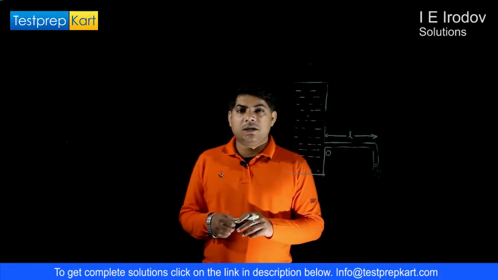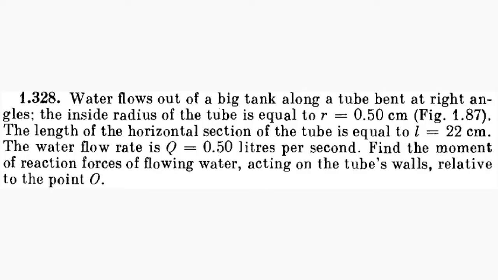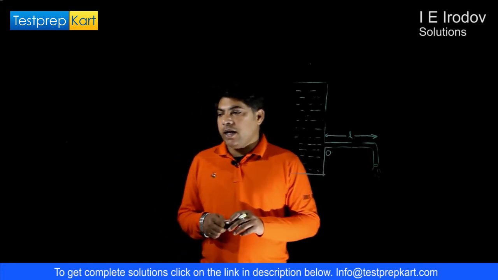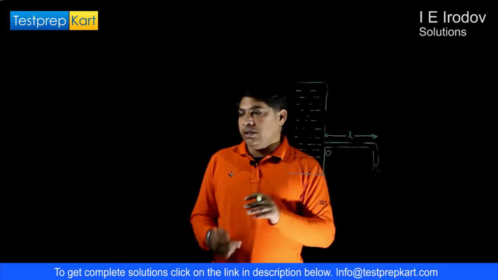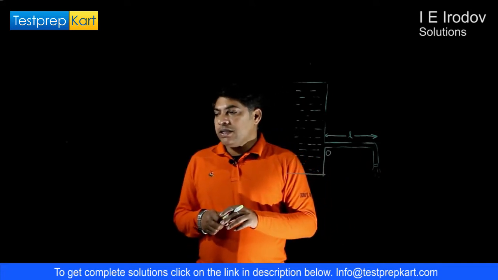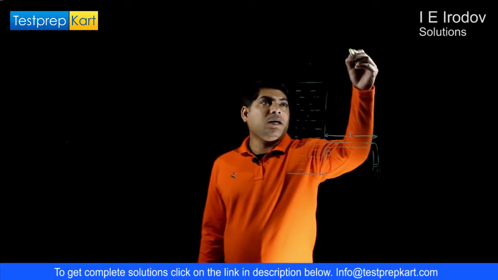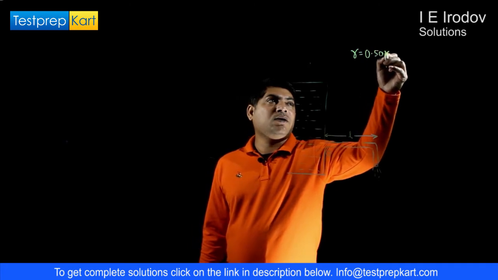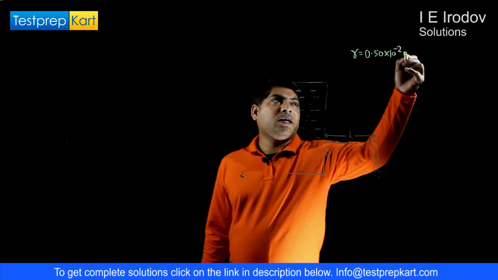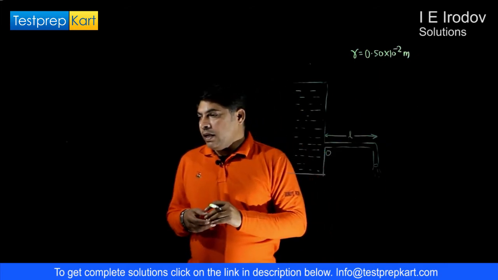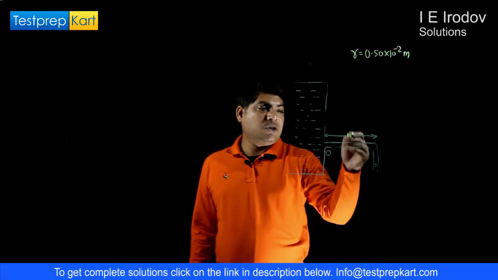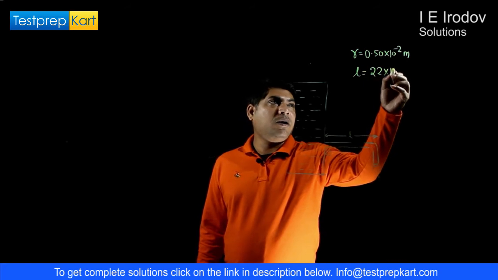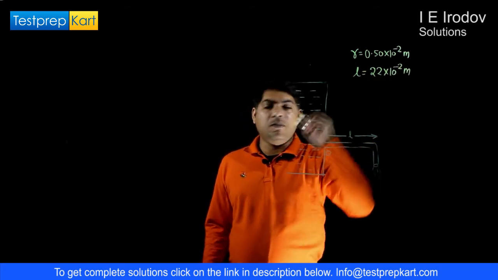Problem number 1.328. Water flows out of a big tank along a tube bent at a right angle, as shown in this figure. The inside radius of the tube R is equal to 0.50 centimeters, so we will write it as 0.5 × 10 to the power minus 2 meters. The length of the horizontal section, shown here as L, is equal to 22 centimeters, so it is 22 × 10 to the power minus 2 meters.